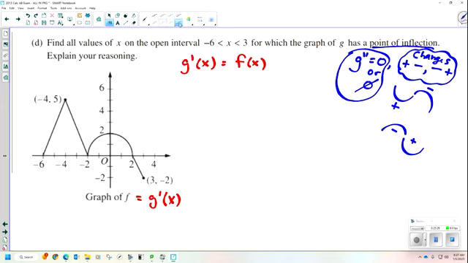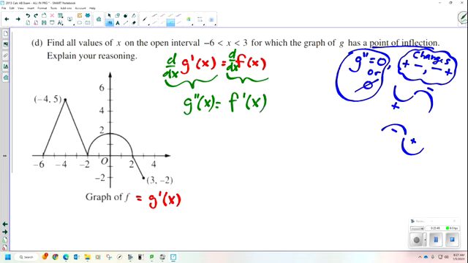So, but I need the second derivative now. If I take the derivative of G prime, that gives me the second derivative. But I also have to take the derivative of the other side, okay? So the derivative of G prime ends up being the first derivative of f of x. And for the sake of this problem, derivative is the same thing as the slope of f. And now you know why these corners and cusps are going to be important, okay?